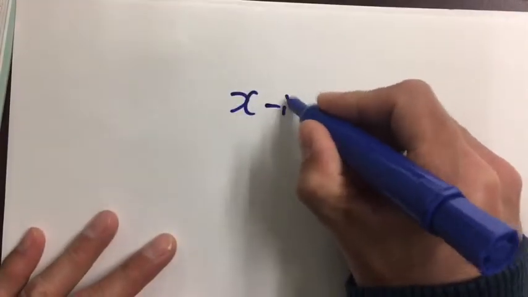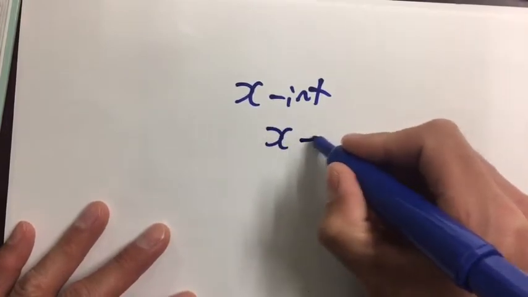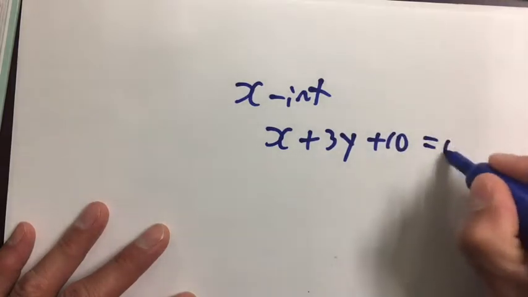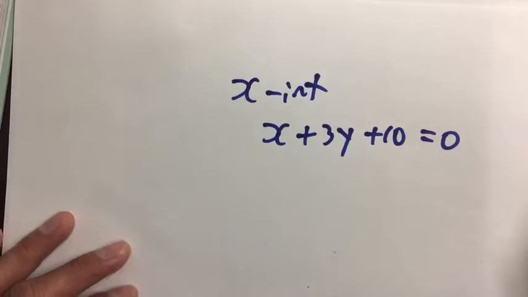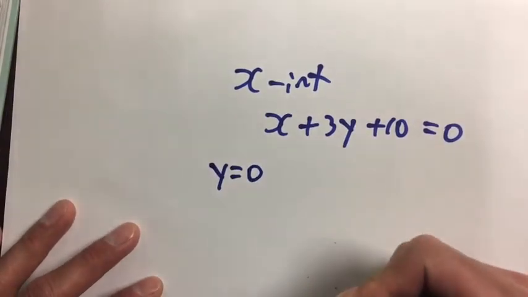We have to have the same x-intercept. We need the x-intercept to be the same as x plus 3y plus 10 is equal to 0. Okay, here's how we find the x-intercept. To find the x-intercept, you make y equal to 0.